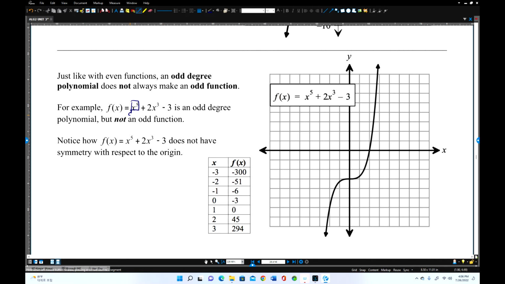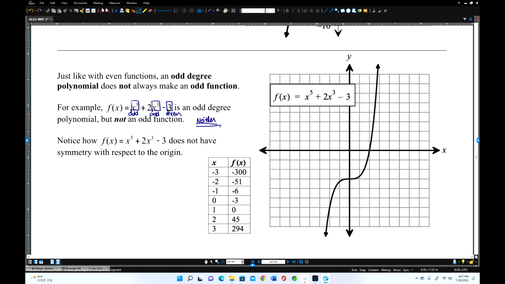This is odd. This is even, right? Constants are always even functions. A mixed combination of odd and even together is no longer even or odd. It is always neither. Okay, it's nothing.